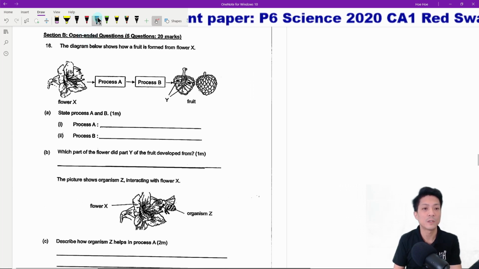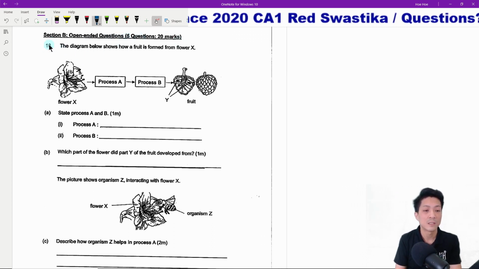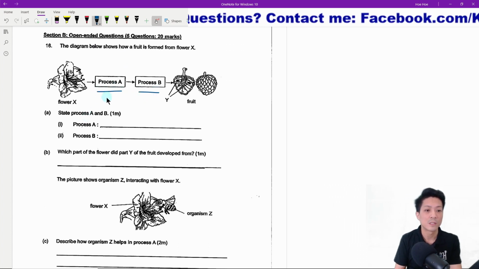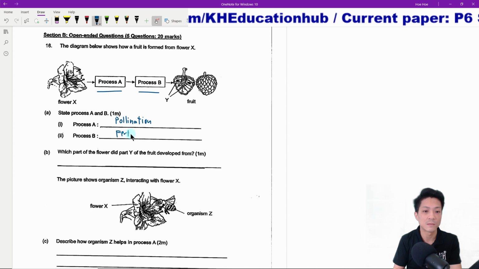Okay, so we're gonna move on to section B, the open-ended questions. There's 5 of them, 20 marks altogether. Start with question 16. The diagram below shows how a fruit is formed from flower X. So flower X, there's process A and process B. State process A and B, so process A is probably pollination. Okay, process B is probably fertilization.